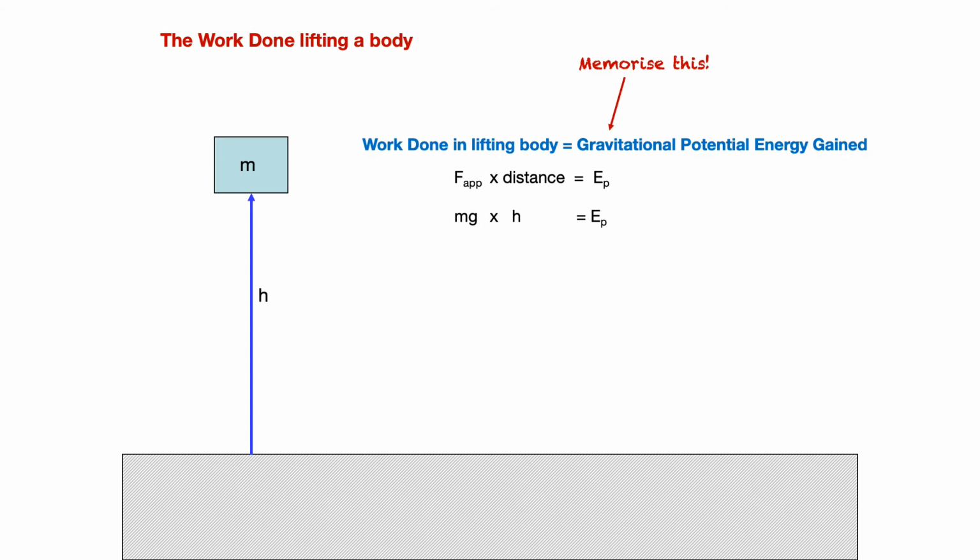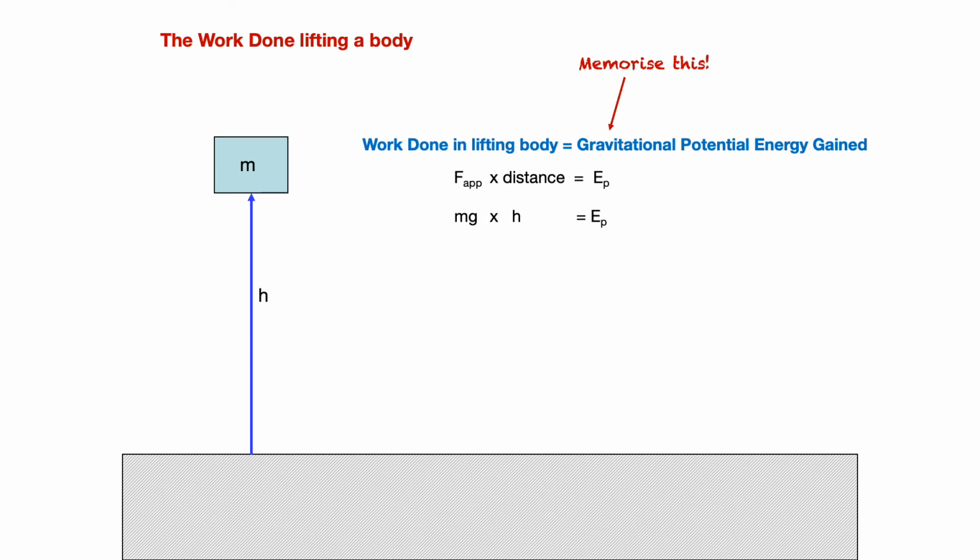Our next line allows us to replace the applied force with mg, the weight, because we established earlier on that the force required to lift the body is just the same size as the weight, assuming uniform velocity, of course, uniform speed. The distance, well, that's just h, height. Height is simply the word we use when the distance is up or down. So we have mg times h equals EP.